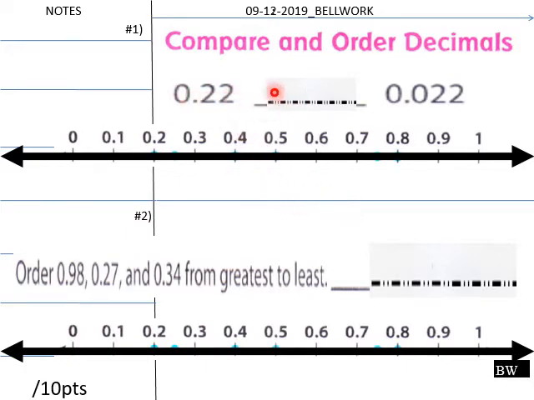Compare and order decimals, and then down here order these decimals from greatest to least. So what's the relation here between these two decimals and also these? Give your students the number lines here to help. It's not really here for them to respond, but if they wish to, they may. So 10 points here, students. Give you like 3-4 minutes.